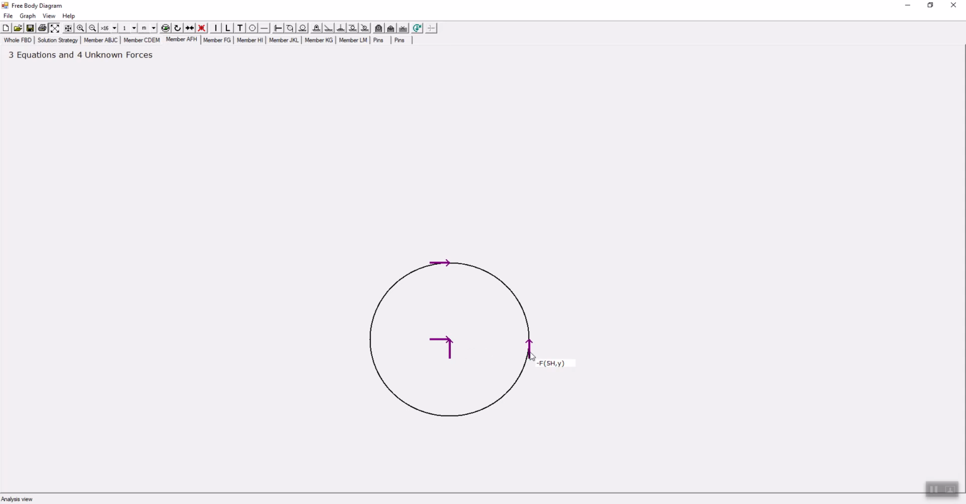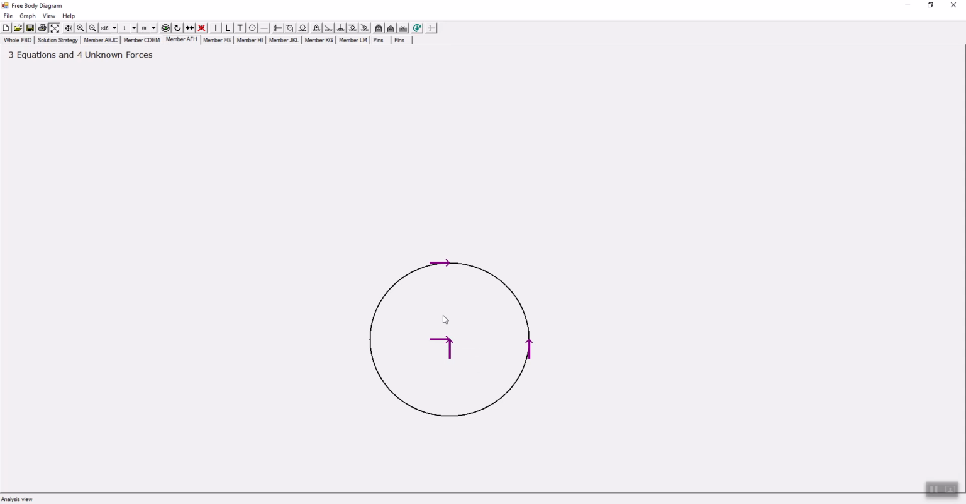If this tension is 100 pounds, that tension is also 100 pounds. This force from horizontal equilibrium is 100 pounds. This force from vertical equilibrium is also 100 pounds. So this pulley is completely solved.